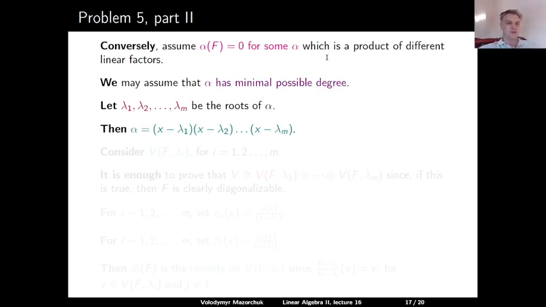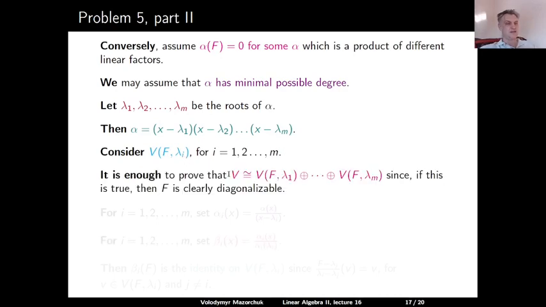Now, for each lambda I, consider the eigenspace for f with this eigenvalue lambda I. So here I is between 1 and m. It is enough to prove that our space V is a direct sum of these eigenspaces. Because if this is the case, then f of course has an eigenbasis and hence is diagonalizable. So we only need to show that V is a direct sum of these eigenspaces.